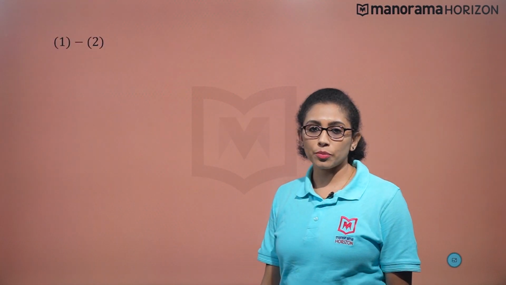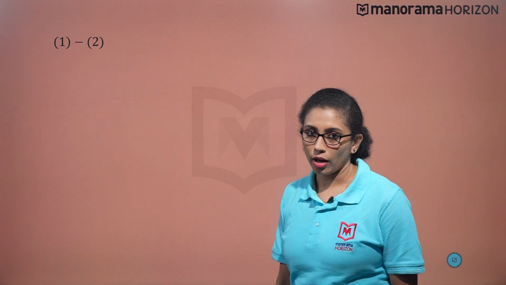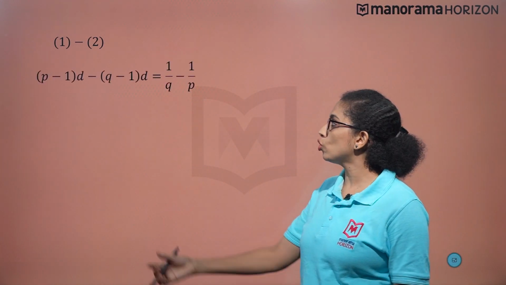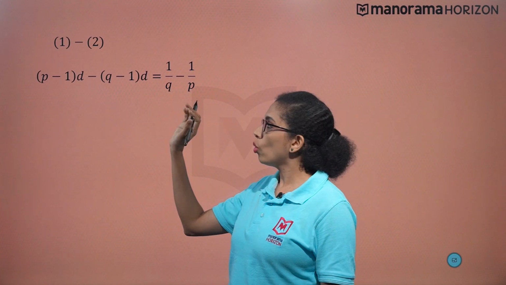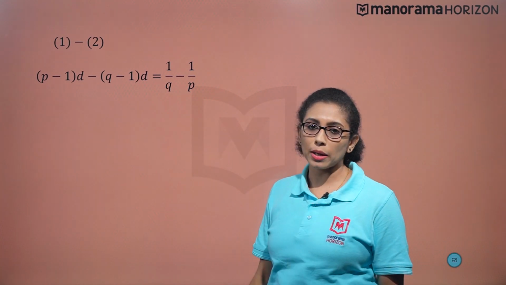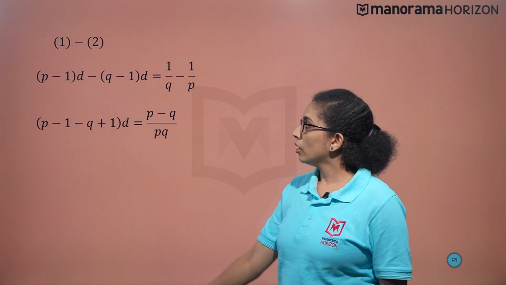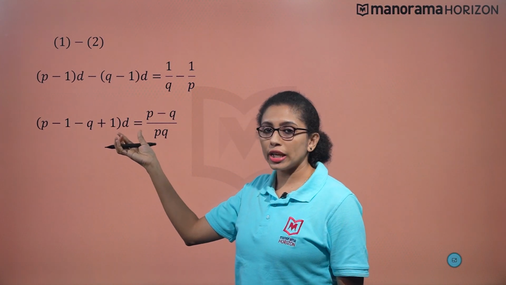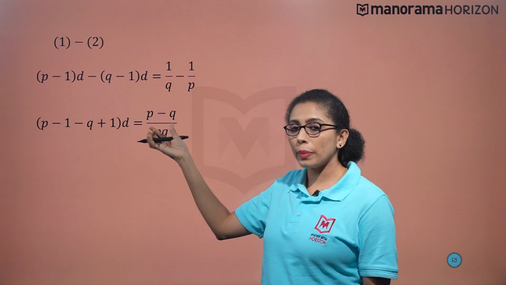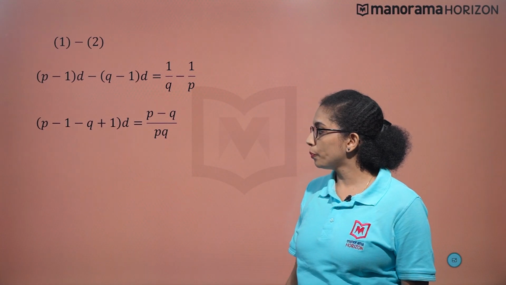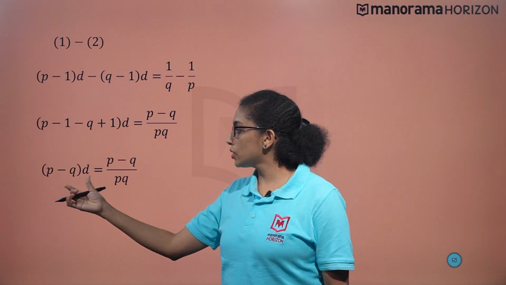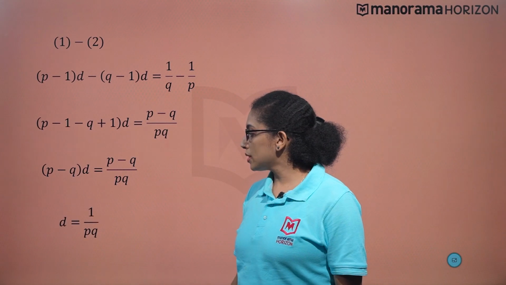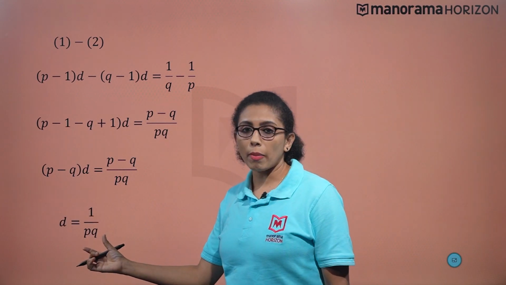Now, we have to subtract 2 from 1. We get p minus 1 into d minus q minus 1 into d is equal to 1 by q minus 1 by p. Again, p minus 1 minus q plus 1 into d will be equal to p minus q by pq. From this, p minus q into d is equal to p minus q by pq. From this, we get d is equal to 1 by pq.